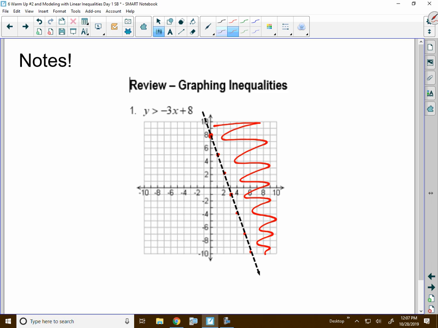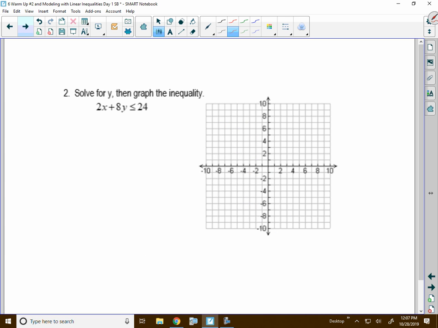Okay, the other review question that we have is basically the same thing, but it's not graphable yet. We need to solve for y first. What's my first step in solving for y? What do I do first if I want to get y by itself? Subtract 2x. Good. Make sure you keep the sign that you started with.